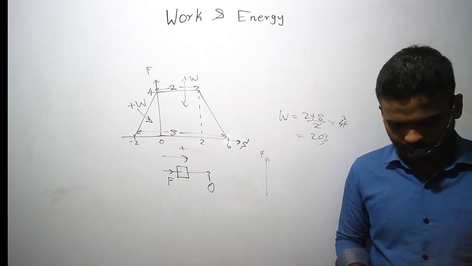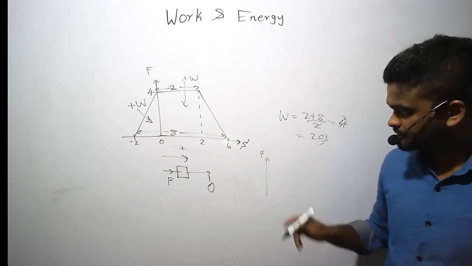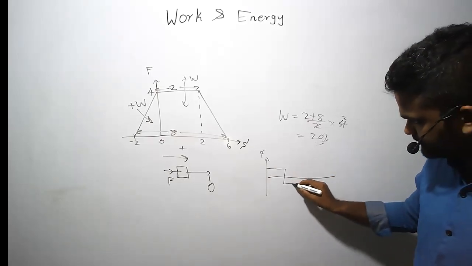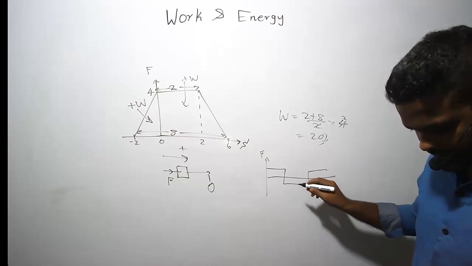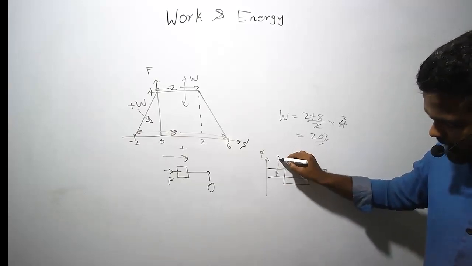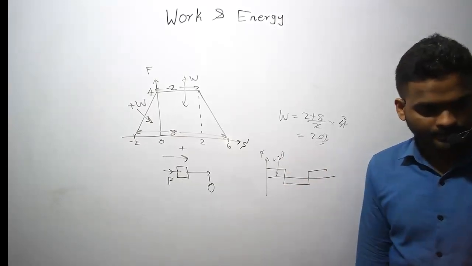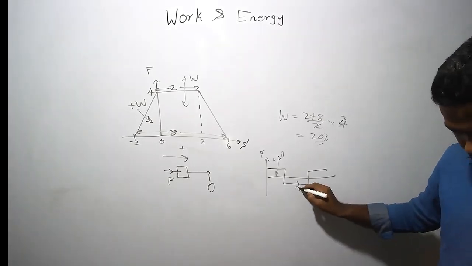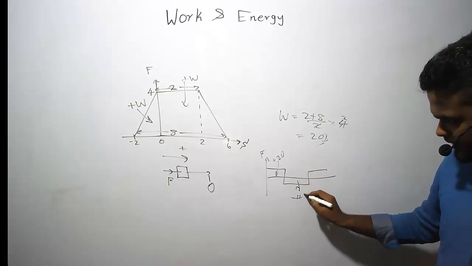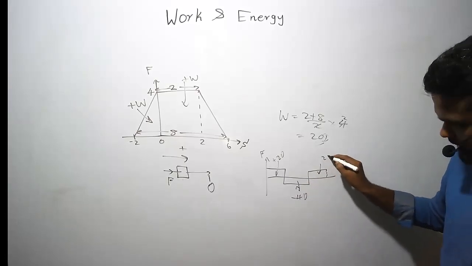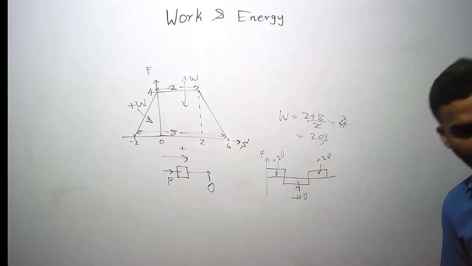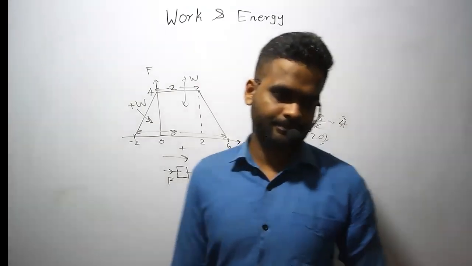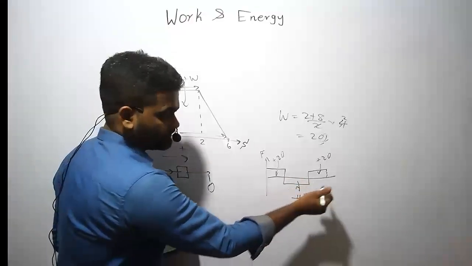So what's the answer? Here the area is 20, right? That is plus 20. Here the area is 4 times 2, minus 40. Here the area is 20. So this is a negative area. Do you understand? This is a negative. Why is that? This is a negative area.